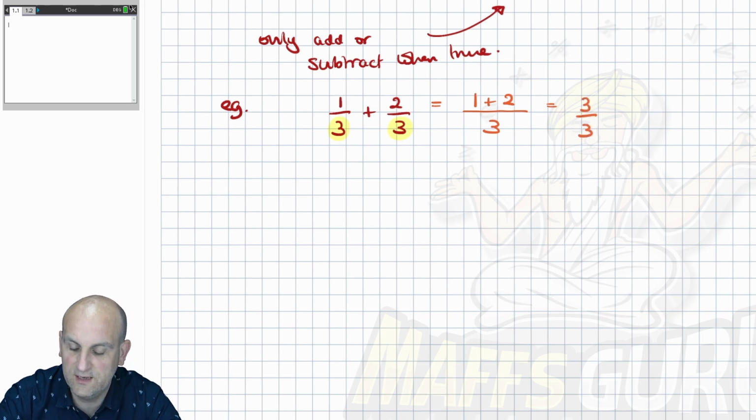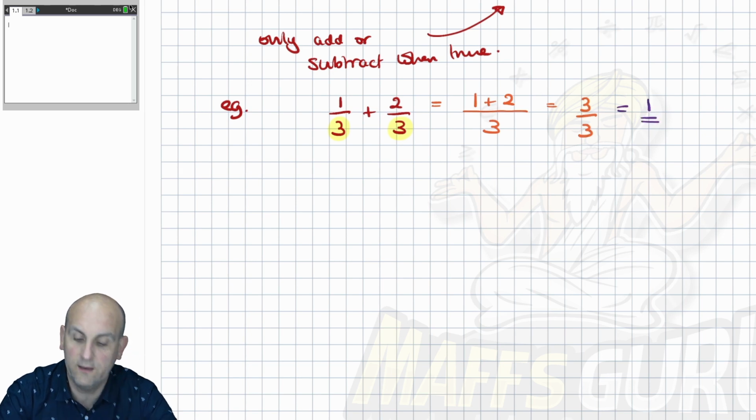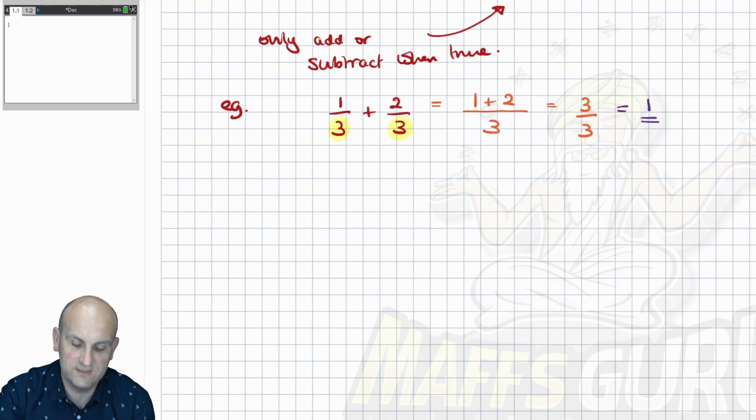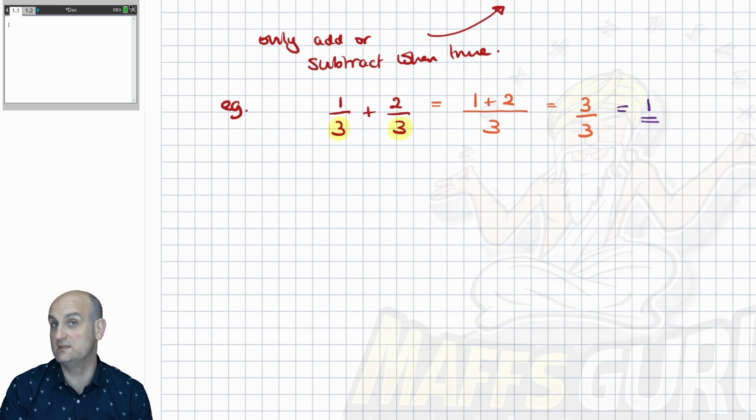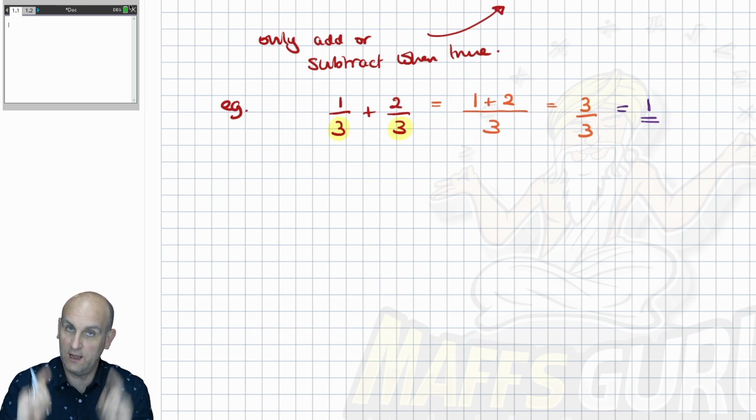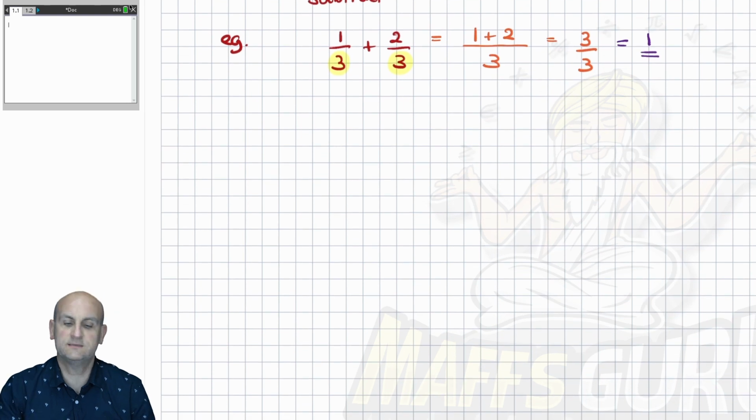And if you watch my previous video, any number divided by itself is equal to 1. And you would have known that. I mean, you could have imagined this as cakes. 1/3 of a cake and 2/3 of a cake mean you got a whole cake. And I'd like a slice, please. All right, so that is an example.